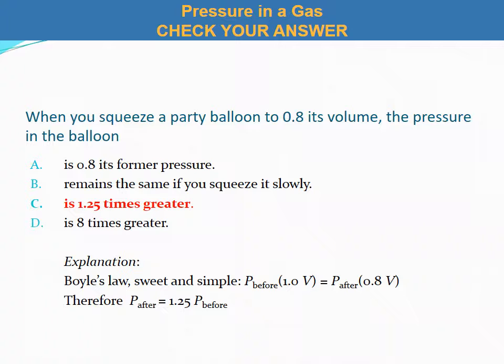Boyle's law, sweet and simple. P before times the volume before equals P after times the volume after. Taking the initial volume as 1 and the final volume as 0.8, we find that the pressure after is 1.25 times the pressure before.